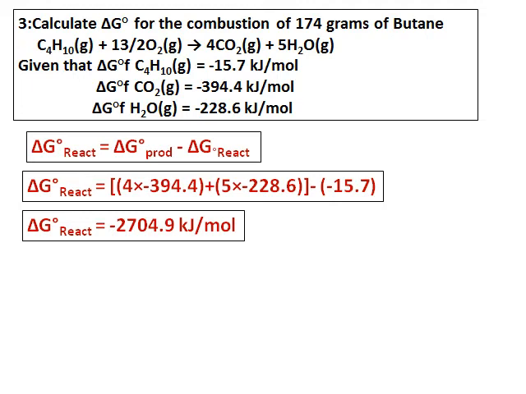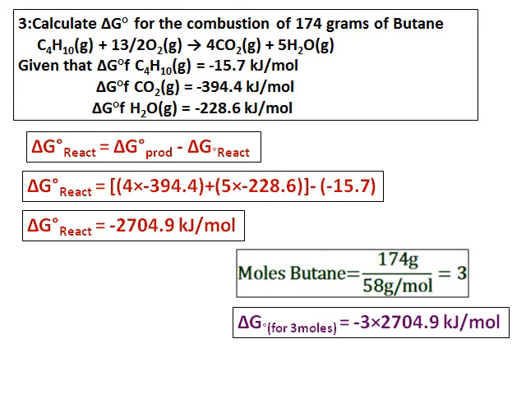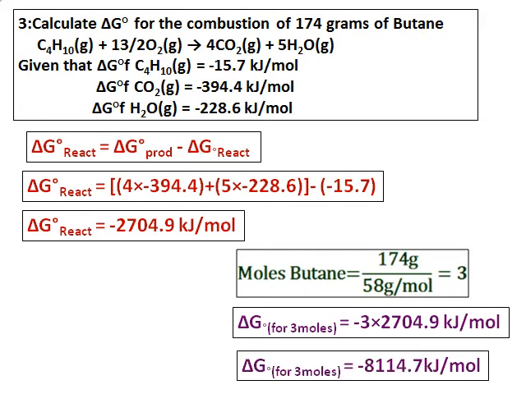So to get the value for 174 grams, the number of moles of butane can be calculated from the grams of butane, and I get the number of moles of butane as 3. For 3 moles of butane, just multiply the delta G0 of reaction by 3 and I get the value for 3 moles of butane.